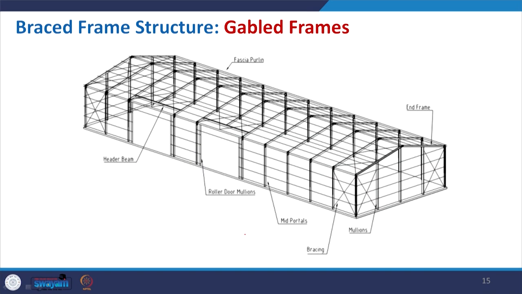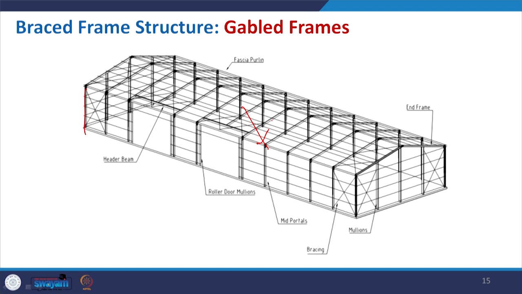Now, this kind of frame is mostly used for manufacturing units and factories, where it is a very regular arrangement. Multiple frames are put in parallel, and then covered by some light material, or sometimes translucent material, so that you can maximize the use of daylight inside. Along with that, we also have bracing to protect the frame from lateral load.